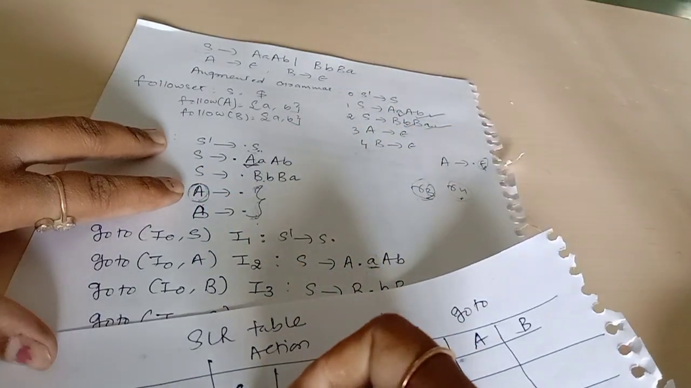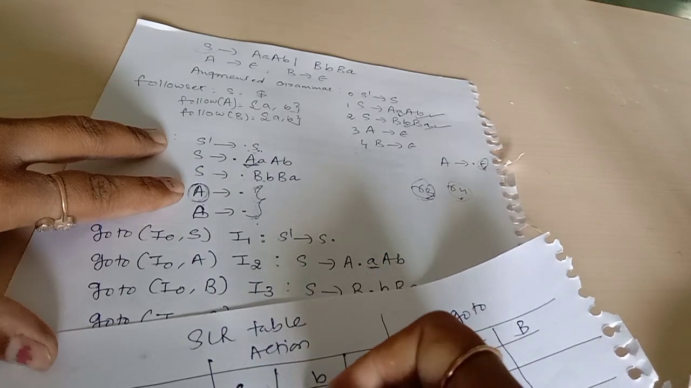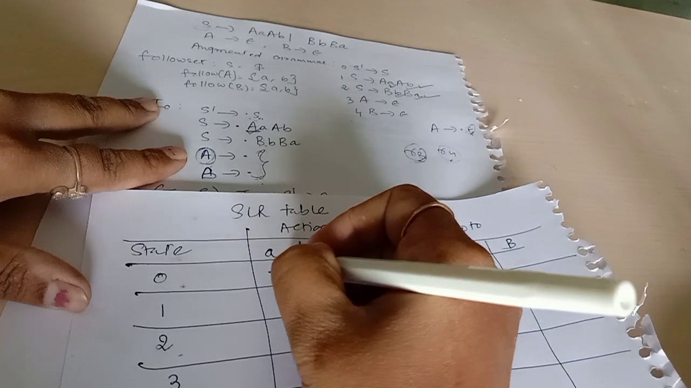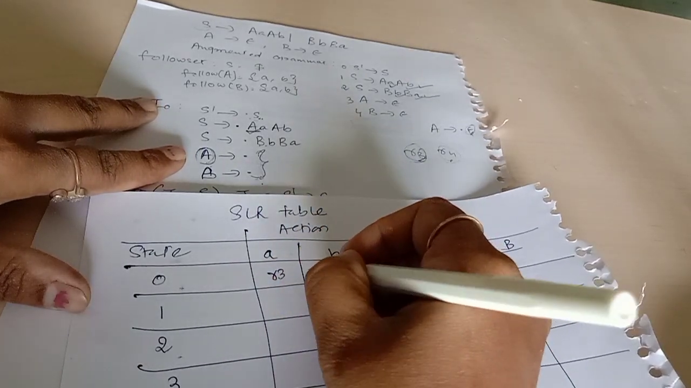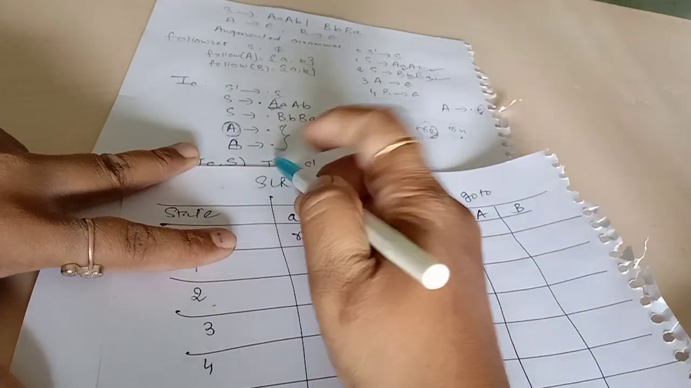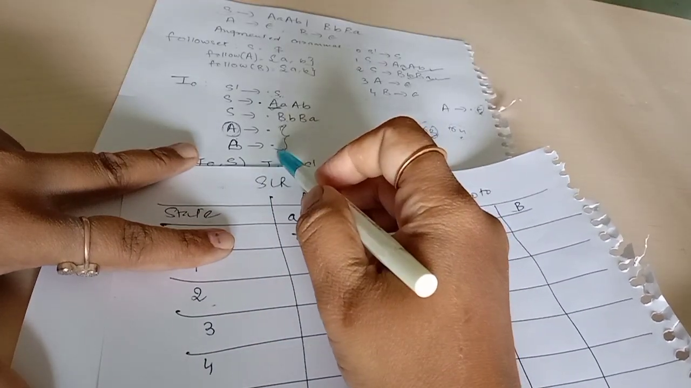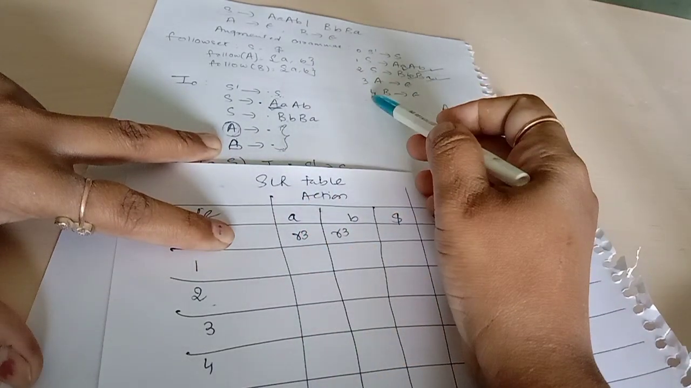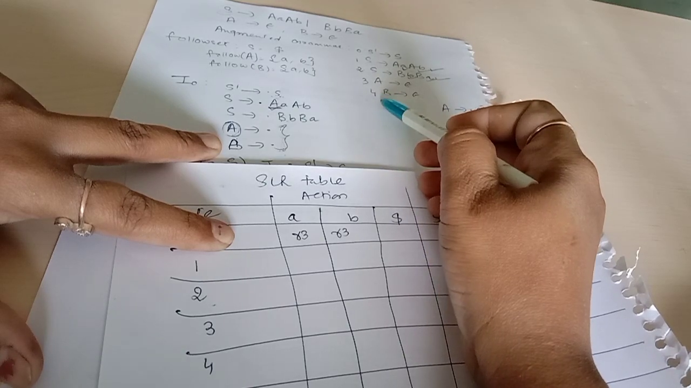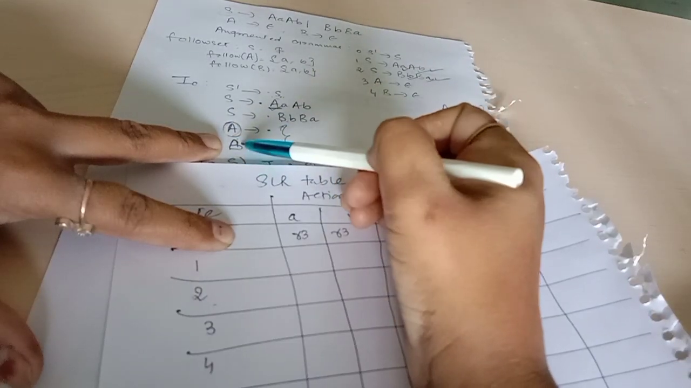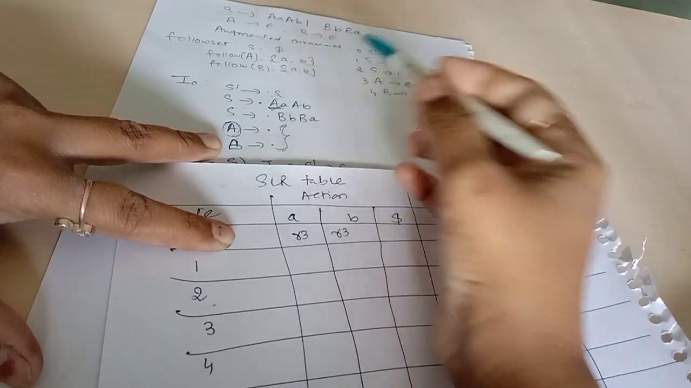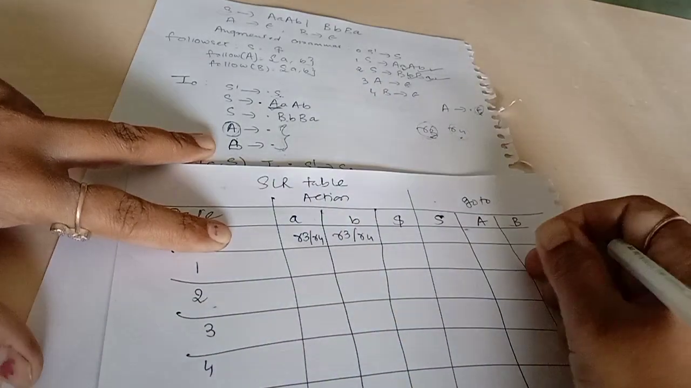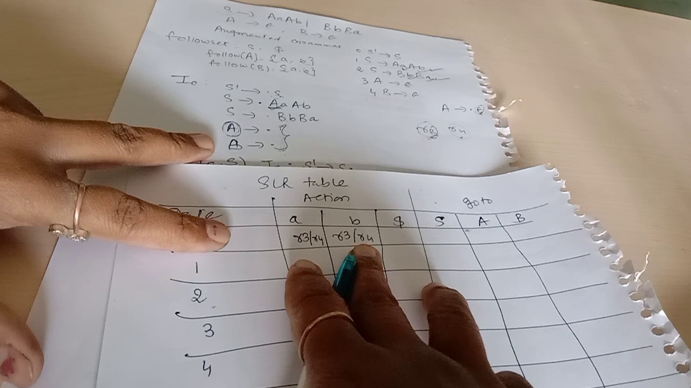Follow of A is a and b, so over here we'll write R3 under both. Same way the second production which is completed is B2 dot. Again I need to write R, and that production number is 4, so we'll write R4. The left hand side non-terminal is B, so in the follow of B, which is again a and b, here we need to write R4, R4. Clear? Actually this is called a reduce conflict.